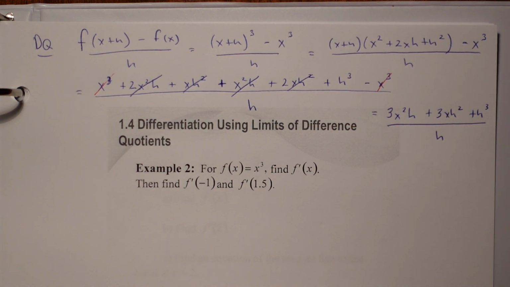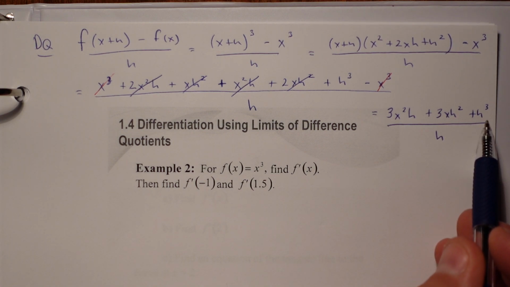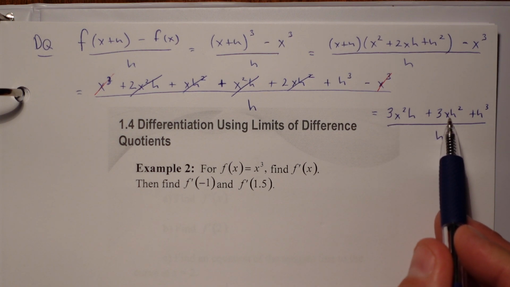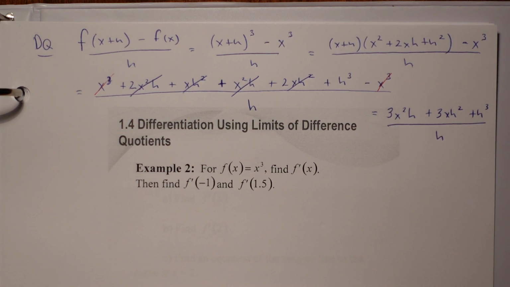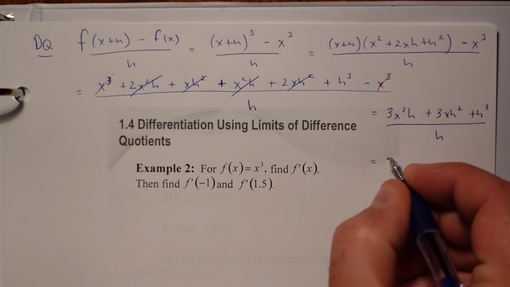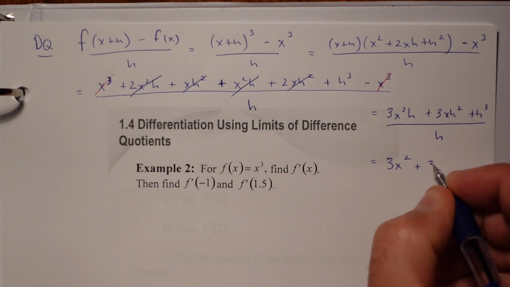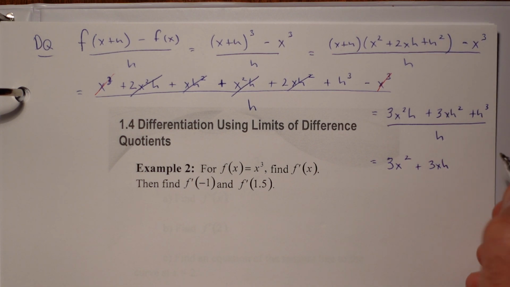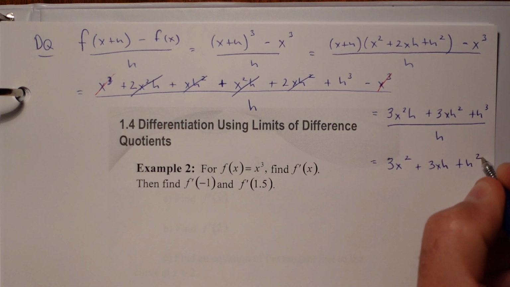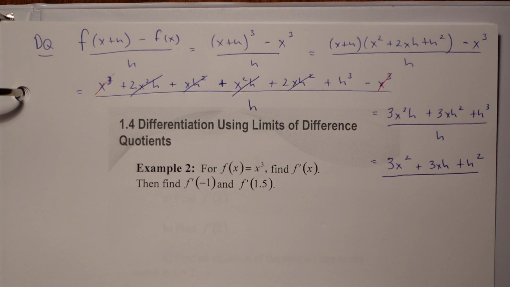Now I'm ready to reduce my fraction. Remember, as long as you do this consistently, every single term in this fraction is divisible by h. So this is going to reduce and become 3x squared plus 3xh plus h squared at the end. And that entire expression is our simplified difference quotient.